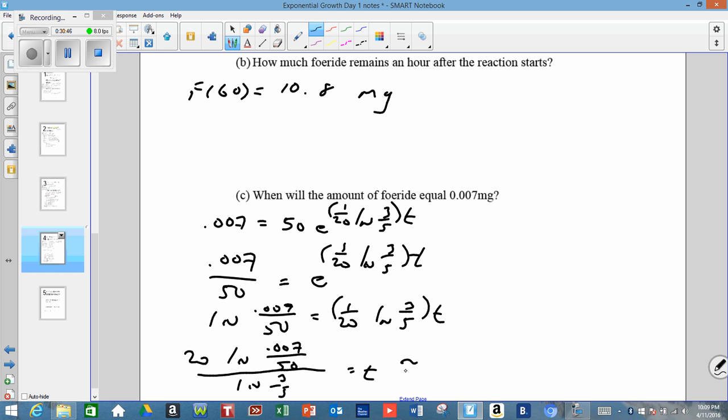And again, that means nothing to anybody. So we put that in the calculator. And we get the time is about 347.432 minutes, which is just a little bit less than 6 hours. So it takes about 6 hours to get down to 0.007 milligrams.